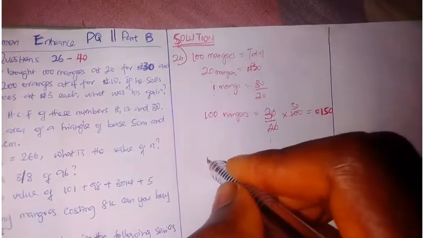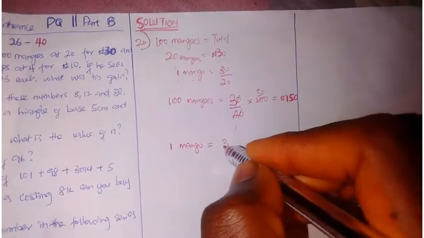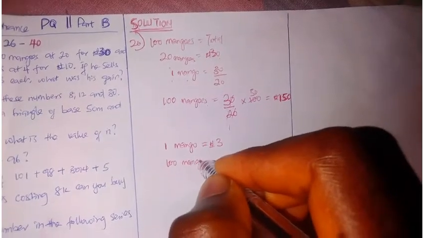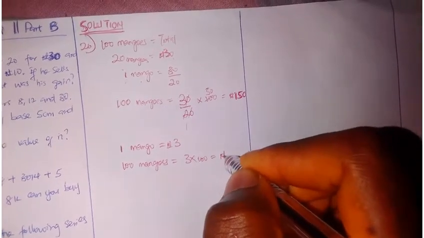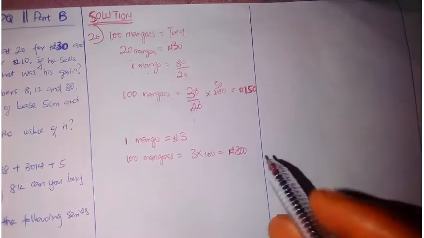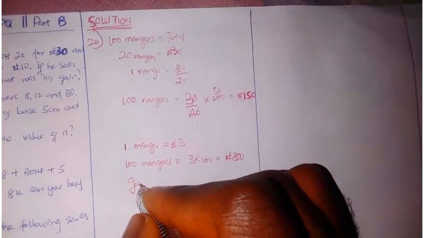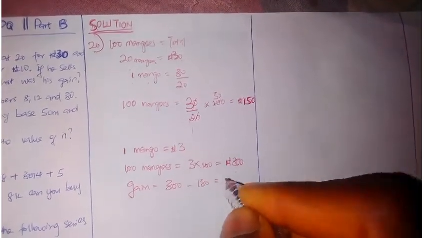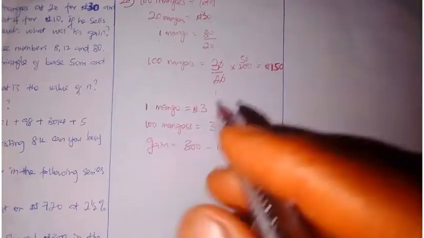If he sells all the mangoes at 3 naira each, what was his gain? It means for this second equation, if one mango equals 3 naira, how much would be 100 mangoes? 100 mangoes will become 3 times 100. That's 300 naira. Now this is how much he bought them. He sold them at this price. What is his gain? His gain now becomes 300 minus 150. So his gain is 150 naira. Okay, so that's for that.